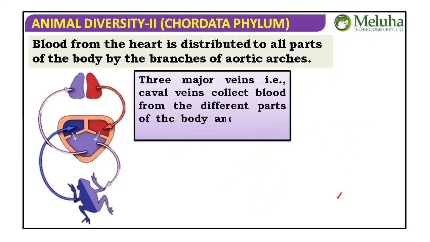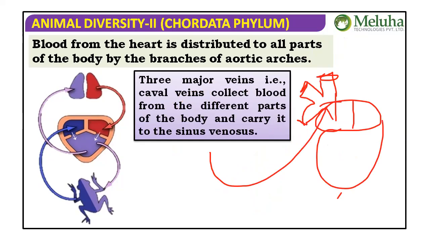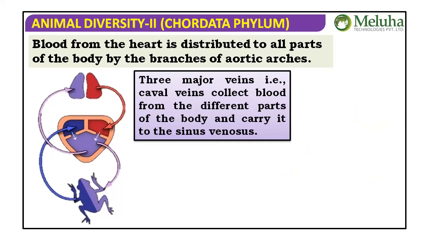Okay, three major veins. Caval veins collect blood from the different parts of the body and carry it to the sinus venosus. That I'll show you once again. This is the sinus venosus. Two precaval and one postcaval vein fuse and form a single one. What do you call that? Sinus venosus. Okay, that I am showing again. These are all new words to you. That's why I'm repeating.